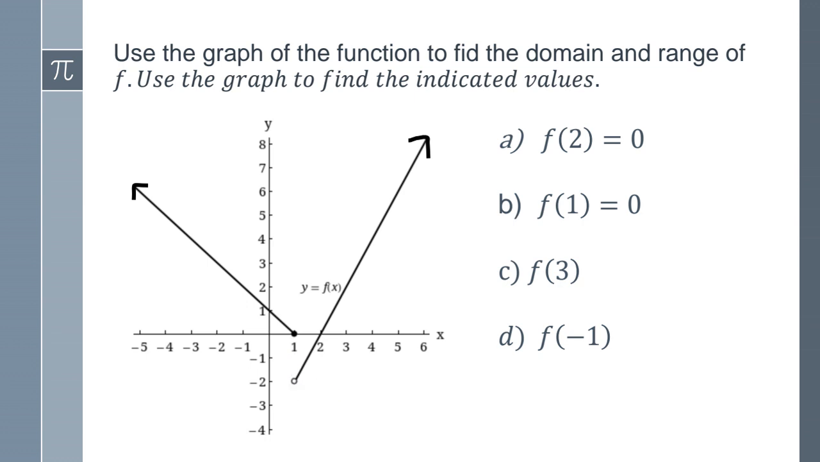And then f of 3 is right here. So if I go up, it looks like it's +2. And then f of -1 is on this side. And if I go up, it looks like it hits at 2 as well.